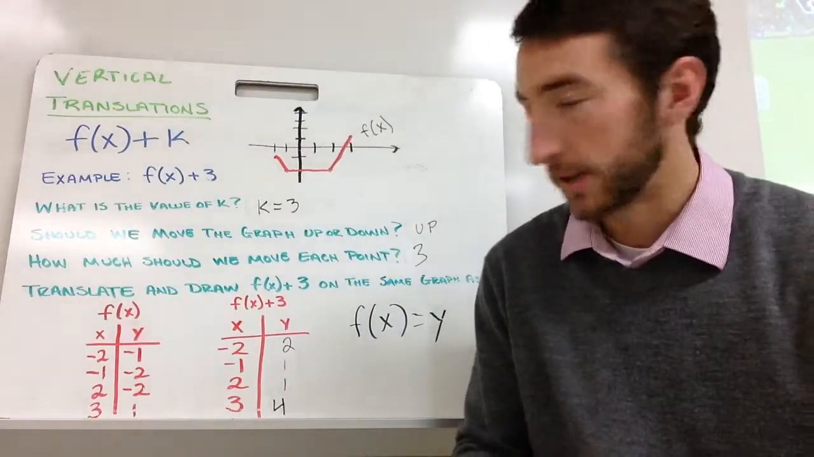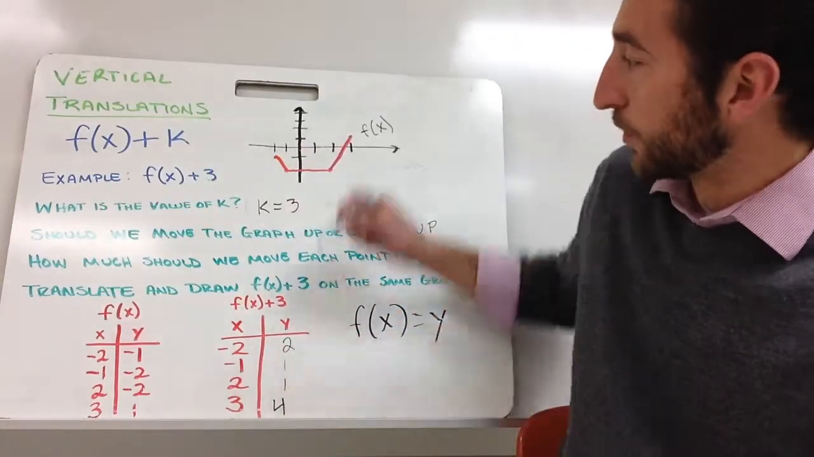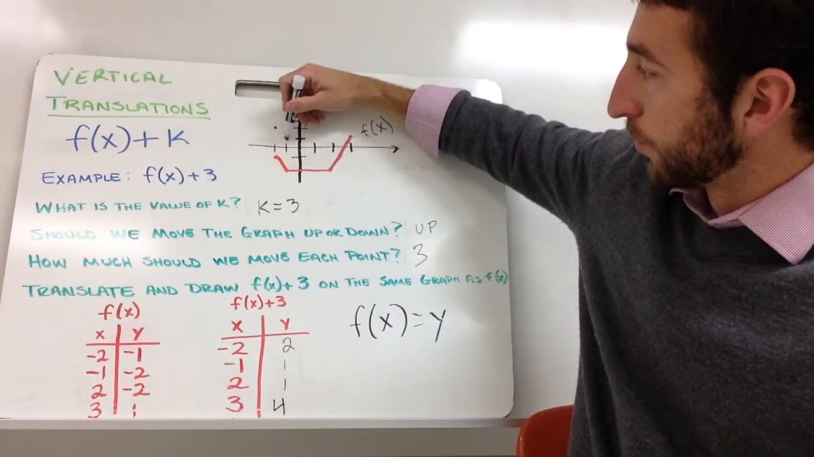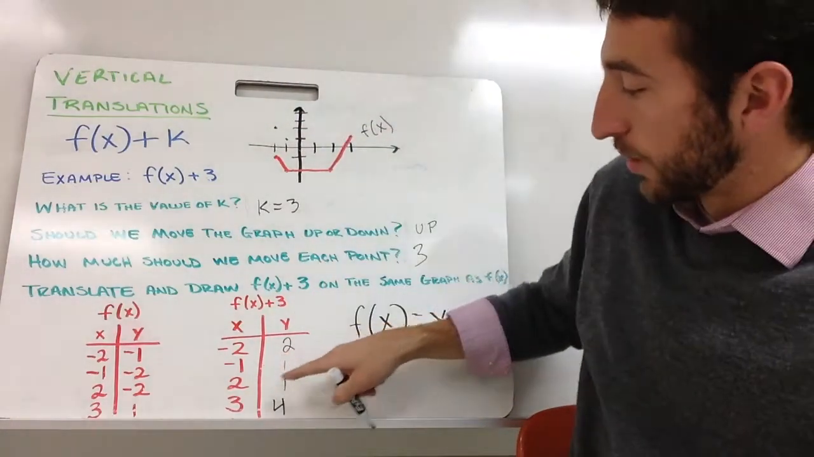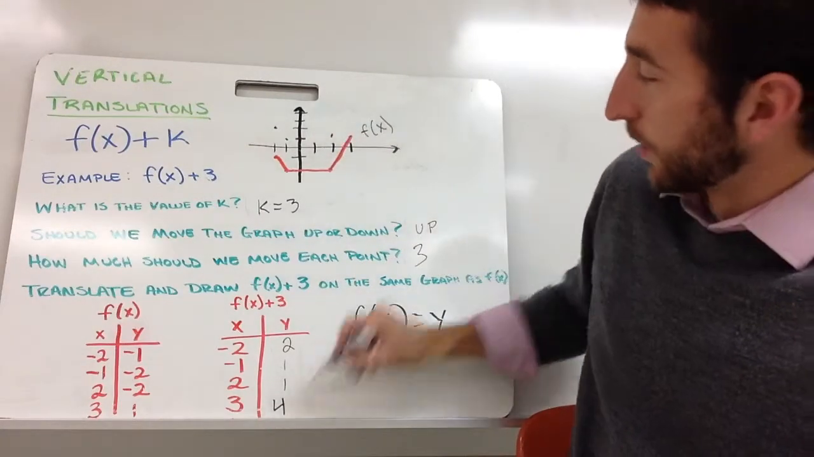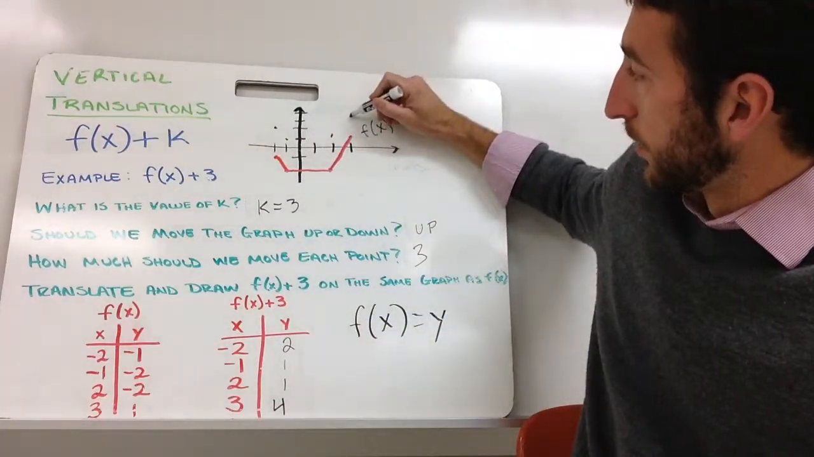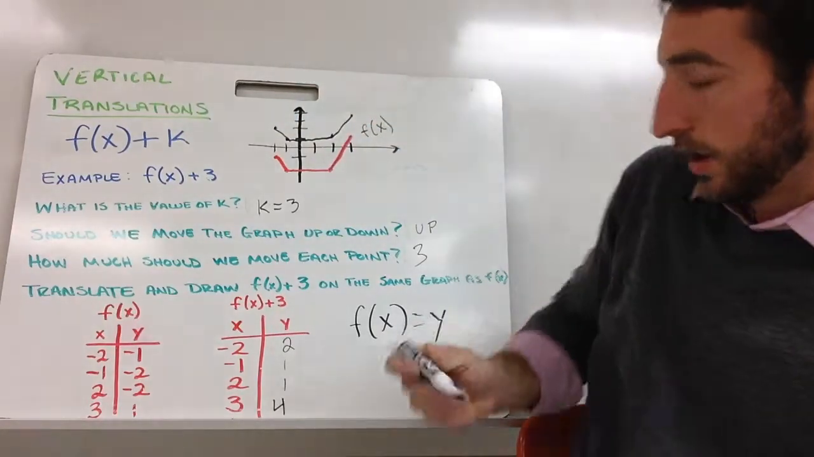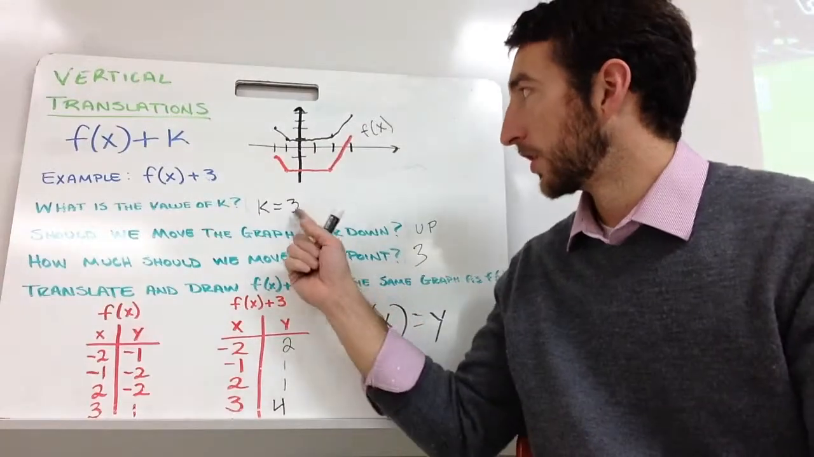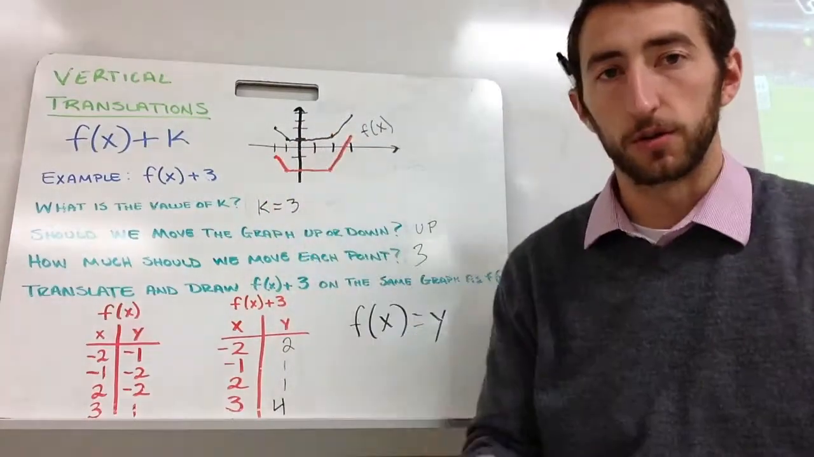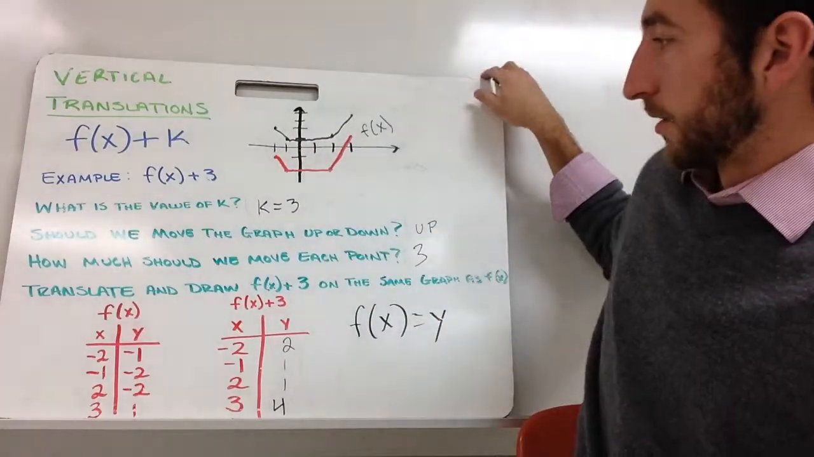So now what I'm going to do is plot those points up here. So -2, 2 is about right here. -1, 1, 2, 1 is here. And then 3, 4 is about right there. So I draw my graph. So if you notice, I moved everything up. I moved my f of x up 3 units. Okay?